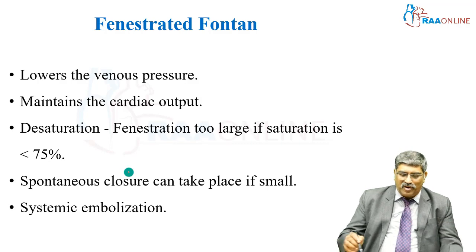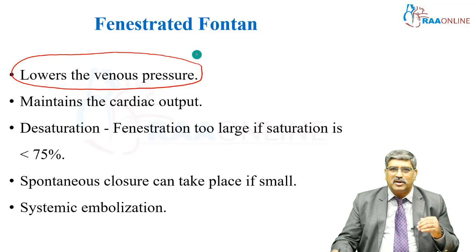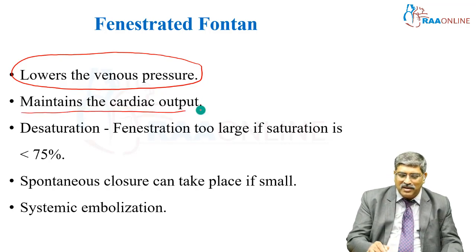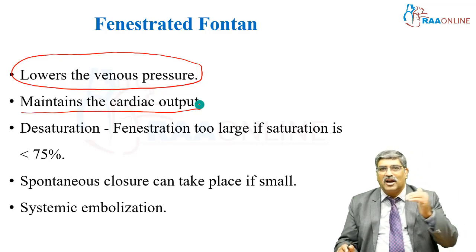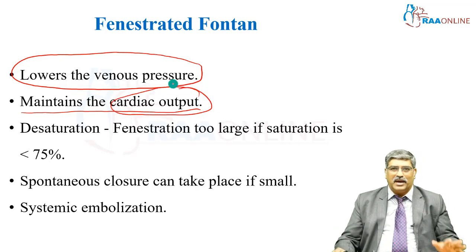Here, by doing the fenestration, you lower the venous pressure, you lower the Fontan pressure. By lowering the Fontan pressure, you maintain the cardiac output. The blood from the circuit directly bypasses the lung and goes into the ventricle, thereby your cardiac output is maintained.